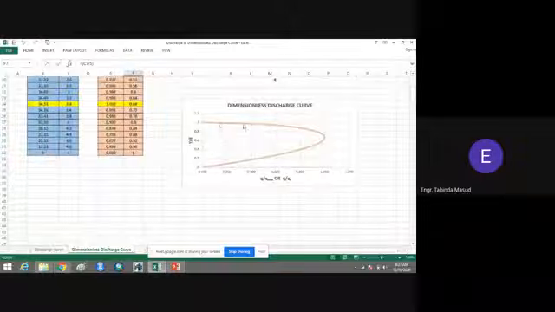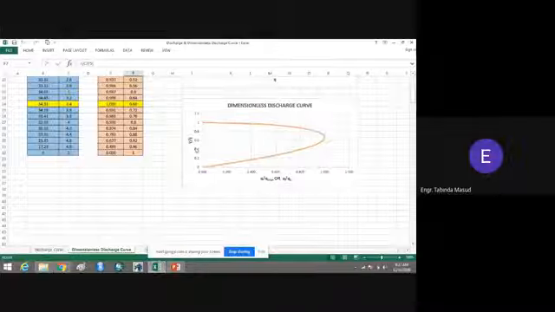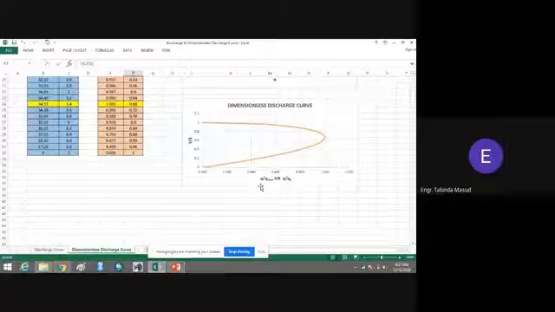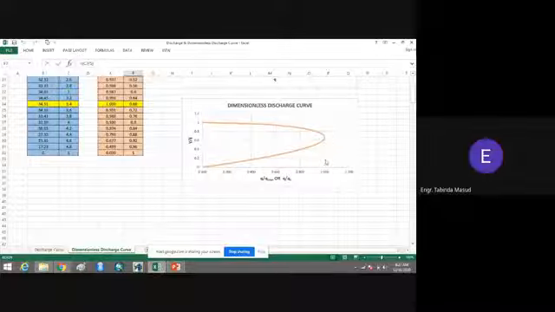You can see here I have drawn a dimensionless discharge curve, for which on the y-axis I have y divided by E, and on the x-axis I have q divided by q maximum, or you can say q divided by qc. You can see that the maximum value is 1, which we have already got. This is the maximum value.